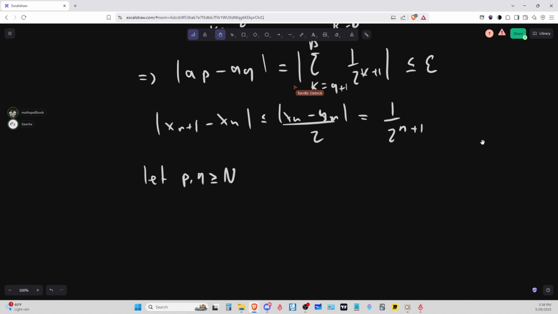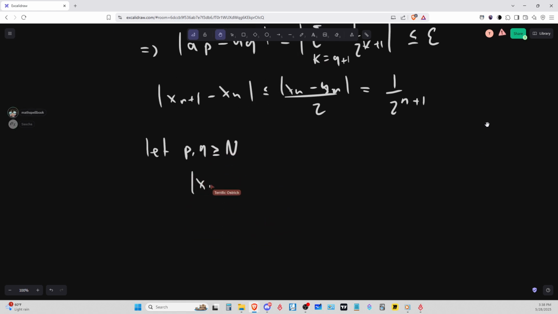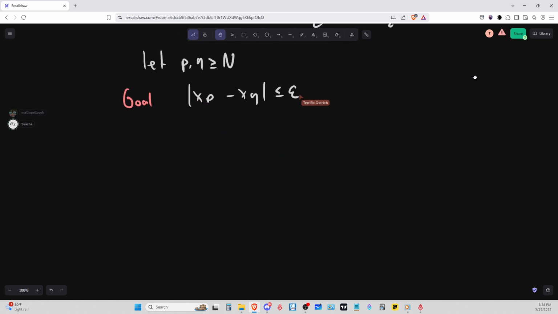The series is Cauchy, and we're going to show that xp minus xq is actually Cauchy. Our goal is to show that xp minus xq is less than or equal to epsilon. If we're able to do that, then we're done. We've shown that xn is a Cauchy sequence.